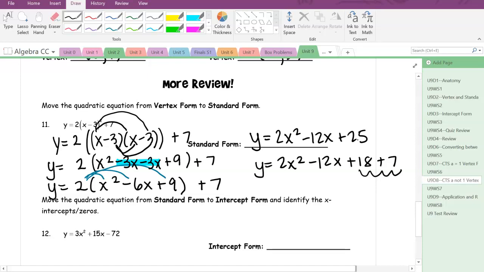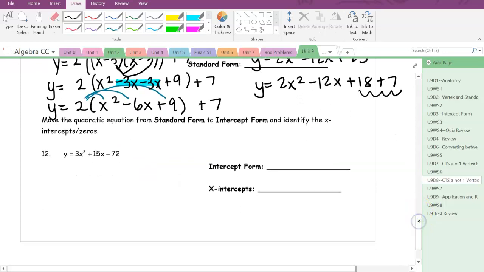Last one, move the quadratic equation from standard form to intercept form and identify the x-intercepts or zeros. So again, we did this yesterday as well, but the difference was yesterday we had an a value in front of 1. Today, we've got that 3 in front. So we are going to have to factor that 3 out. We do factor it out of every term, okay? We're not completing the square. We are doing regular factoring, so the 3 comes out of everything.